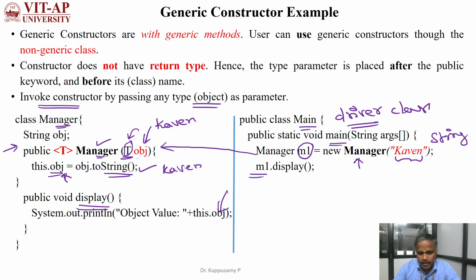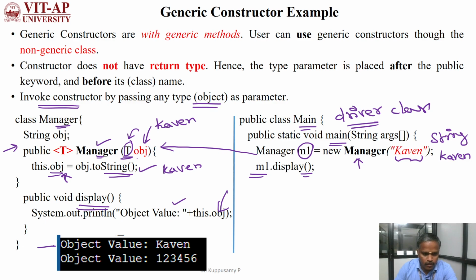Then I am calling m1.display. Here m1 has the value Kevin. This display is carrying that value and just printing the value Kevin. So that's what you look at here, which is printing the value Kevin.